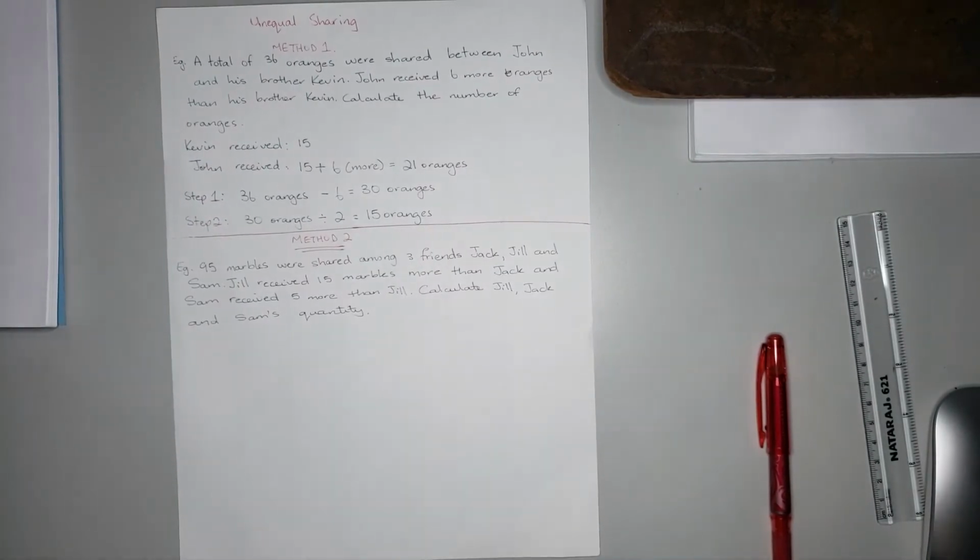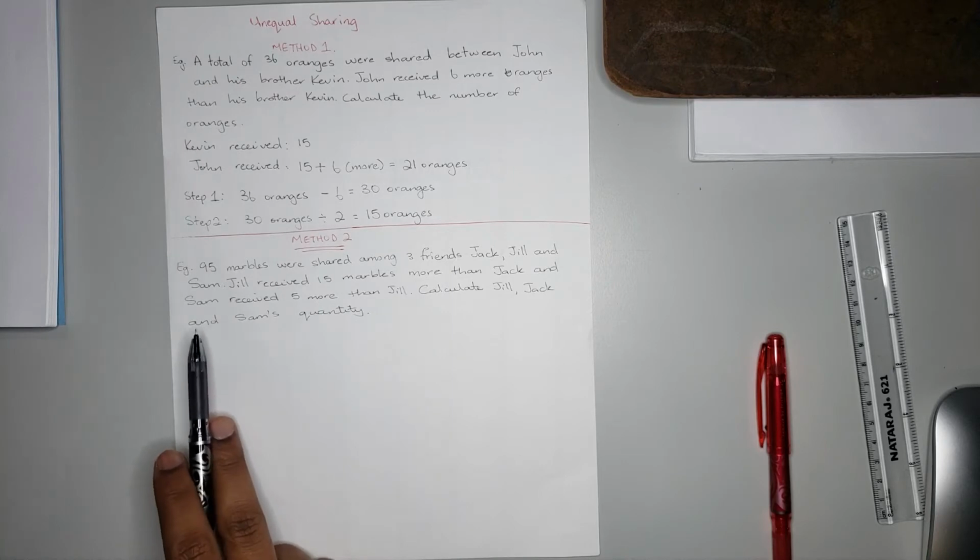Good. Continuing now with unequal sharing with the second method. The second method of unequal sharing is where you use algebra. The algebraic method uses x as a variable, an unknown variable. Alright, it's very easy, and I'll explain using the following example.